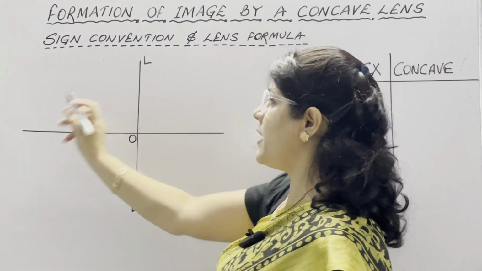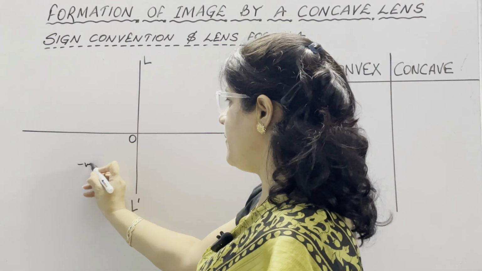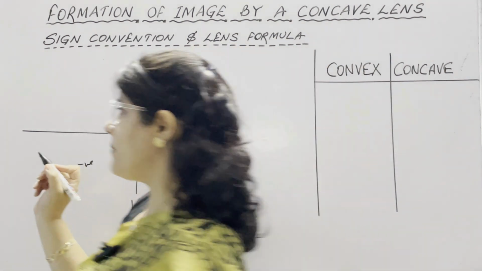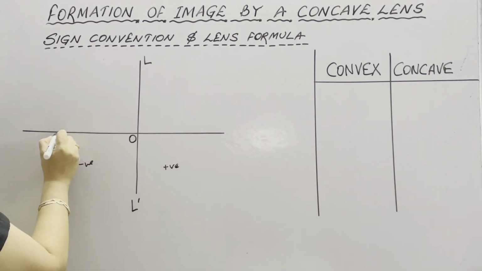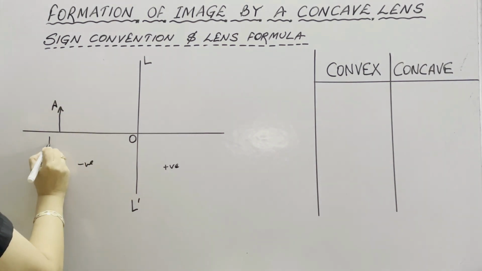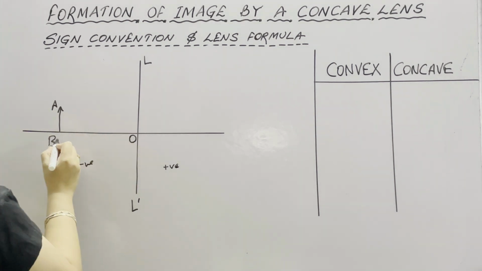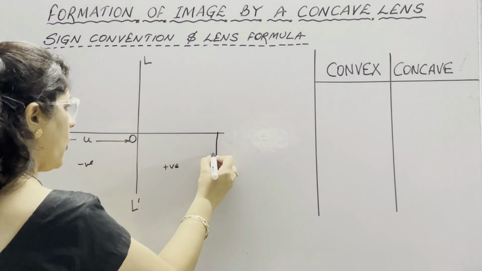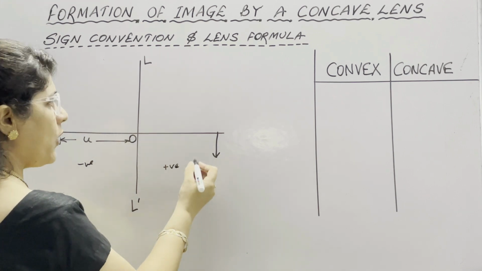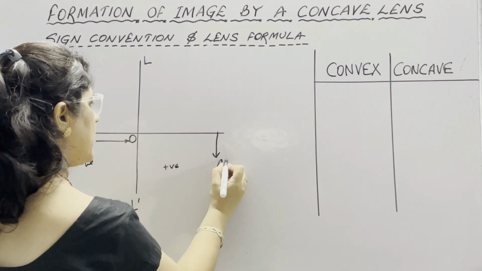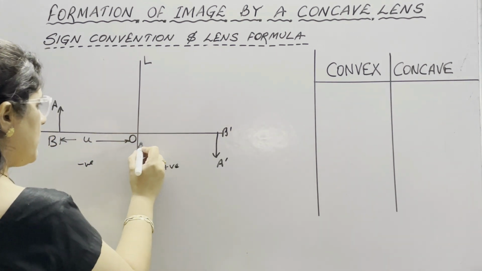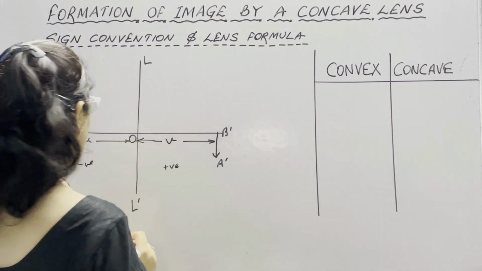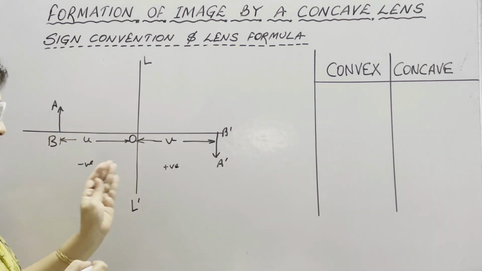It means distances on the left of this are all negative and distances on the right of this are treated as positive. So conventionally, the object is always placed on the principal axis on the left hand side. Suppose this is our object, it is on the left hand side and its distance from the optical center is taken as u, and suppose this is the image formed which is real and inverted in case of a convex lens. So this is our image A'B', and the distance of the image from the optical center is treated as small v. The u and v are the distances of object and image respectively.